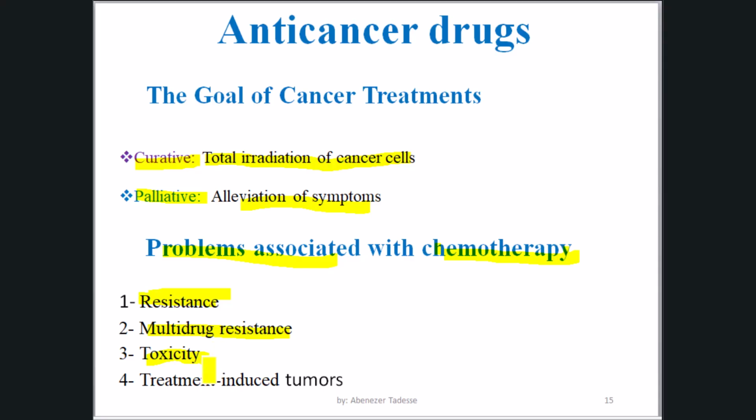The other one is treatment-induced tumor. Some chemotherapeutic agents like alkylating agents can result in a secondary tumor after 10 years, and tamoxifen can also cause endometrial cancer. As well, radiation therapy can result in DNA damage, and further can result in development of a secondary tumor. This is very bad.